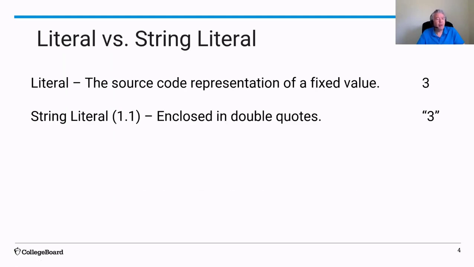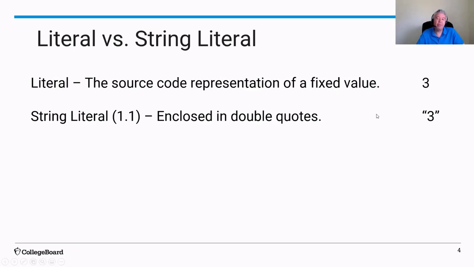Back in topic 1.1, we talked specifically about a string literal. Remember, we said a string literal is anything that's enclosed in double quotes. I can represent a literal number, the source code representation of a fixed value 3, but I can also represent it as a string literal. And I wanted to point out that those are two totally different things.